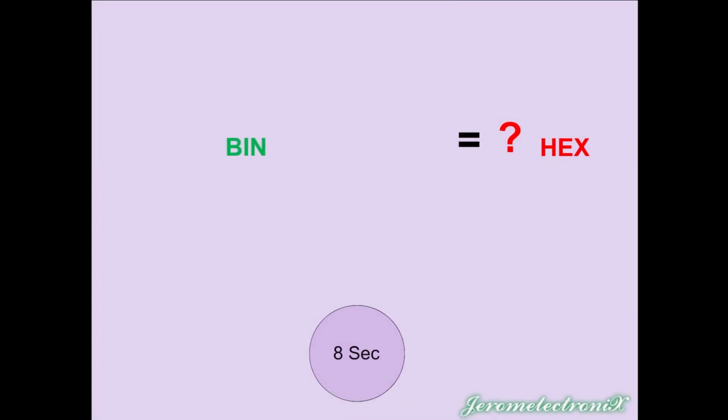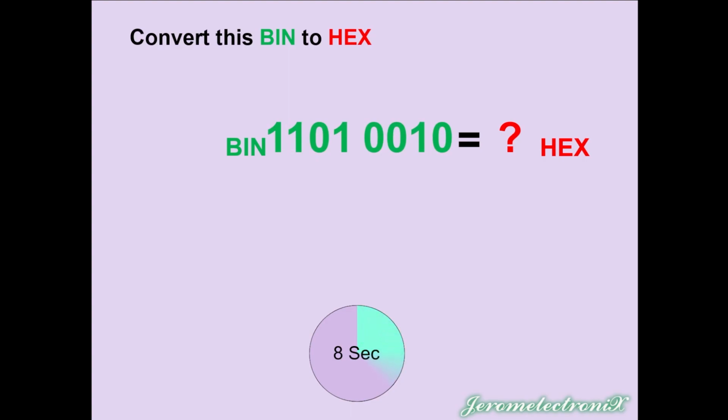Let's do another one. This one you only have 8 seconds to do. See if you can do it in 8 seconds. So the number is 11010010. Okay, time is up. The first one, that's 8 plus 4 plus 1, that's 13. So 13, 9, 10, 11, 12, 13, A, B, C, D. So 1101 is a D, and the other nibble is a 2. This is a D2.